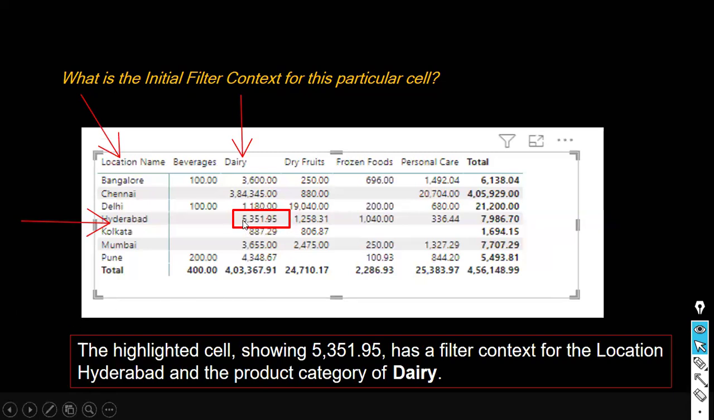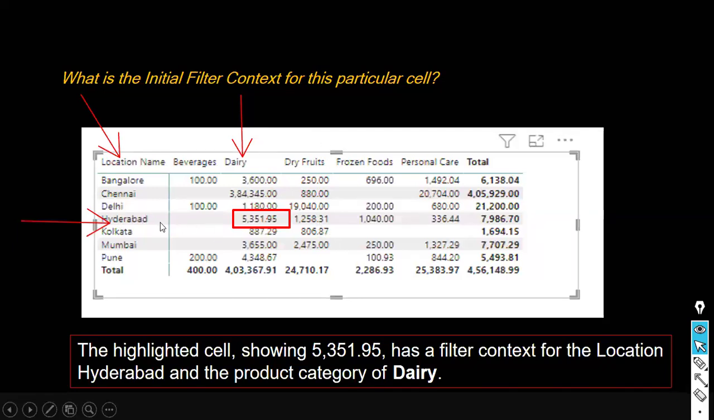So the highlighted cell showing 5,351.95 is a filter context for the location Hyderabad and the product category dairy. That is what the initial filter context is. The moment you drag and drop the category column along with the location name, and then drag and drop the total sales amount, it applies the filter at row level and column level.